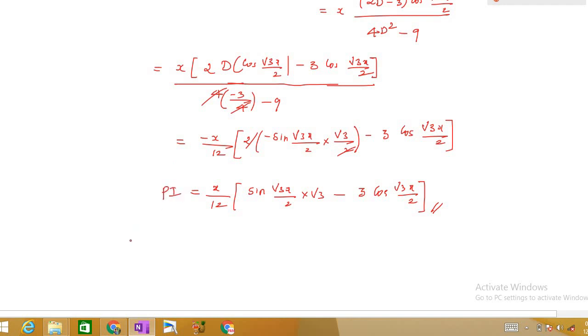So this is the particular integral. Therefore, the general solution is y is equal to complementary function plus particular integral. So therefore, you can write this as the answer.